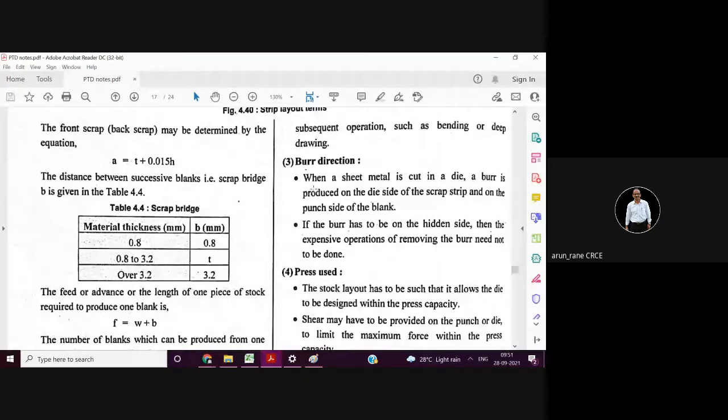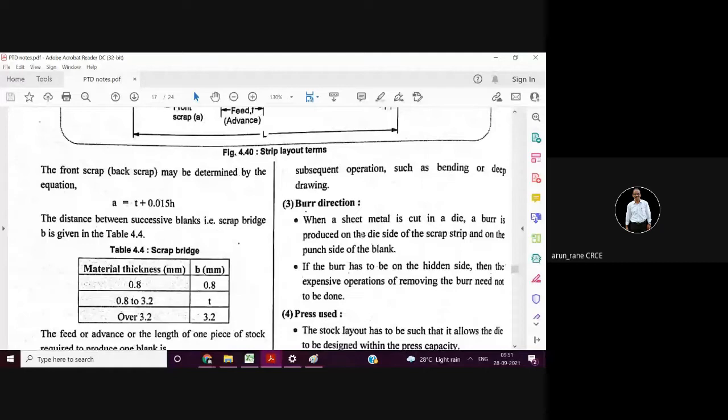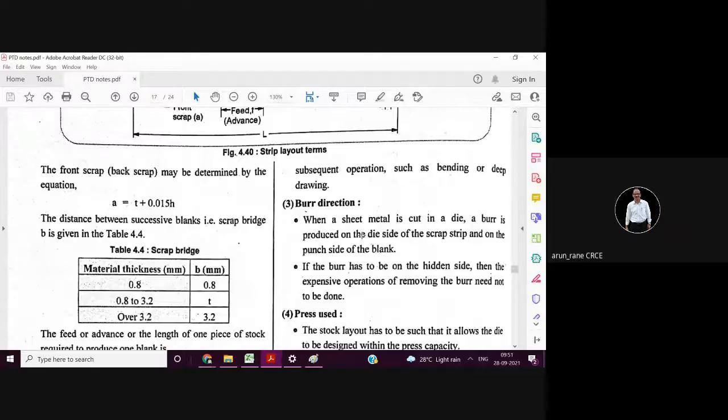Burr direction generally comes at the bottom of the component. So if you touch your finger, you will feel the burr. Wherever there is formation of burr, if the burr is more, that's an indication that your die and punch are blunt. You need to do regrind.